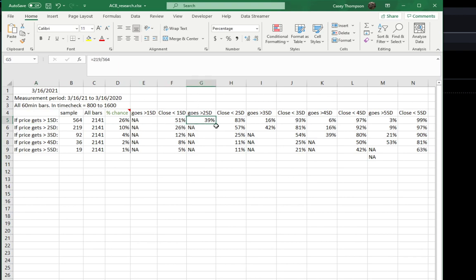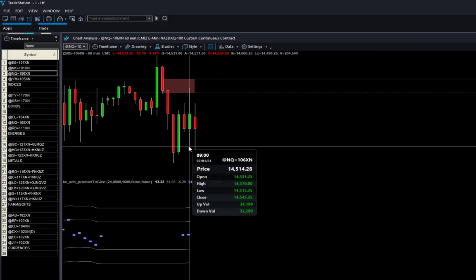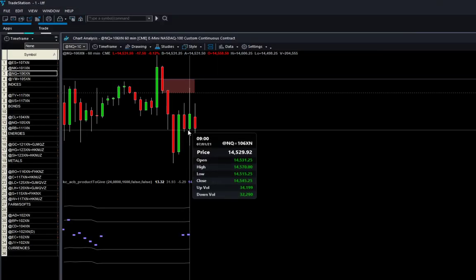So it was right here. It got into the 60% mark where it goes greater than one standard deviation, but then it doesn't go more than two standard deviations. Does it close less than one standard deviation? Yes, probably, definitely.